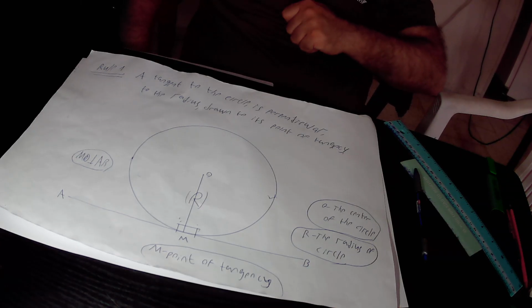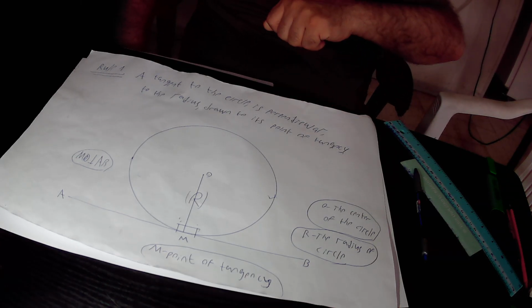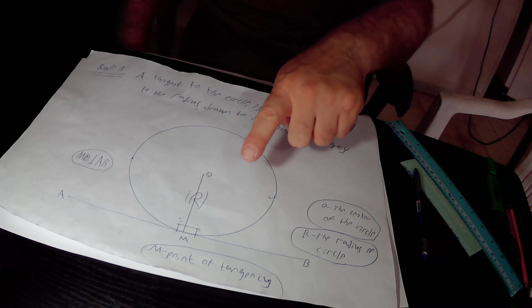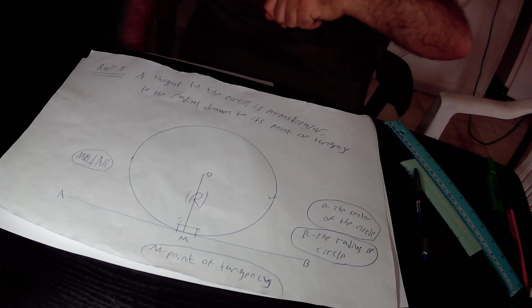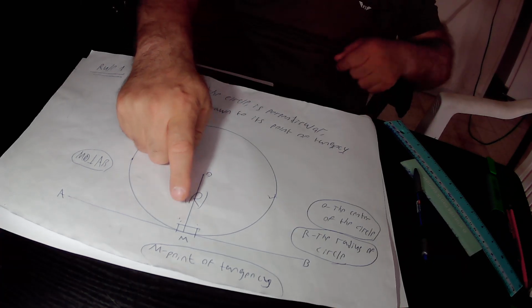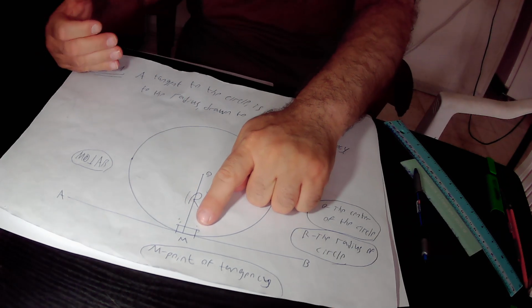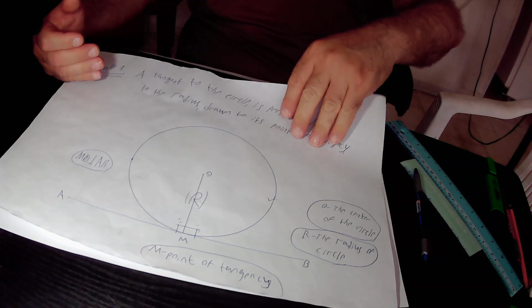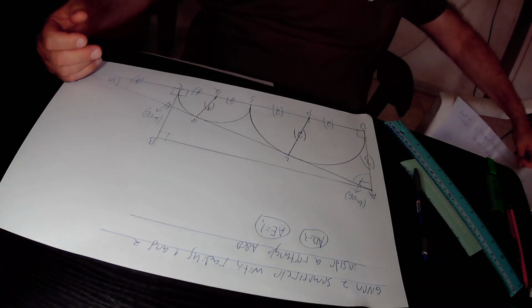And whenever you have a radius that is drawn to the point of tangency, then tangent AEB will be perpendicular to the radius MO. If AEB is perpendicular to MO, it means that this angle equals 90 degrees, and this angle also equals 90 degrees according to this rule, rule 1. So we can actually implement rule 1 in our drawing.